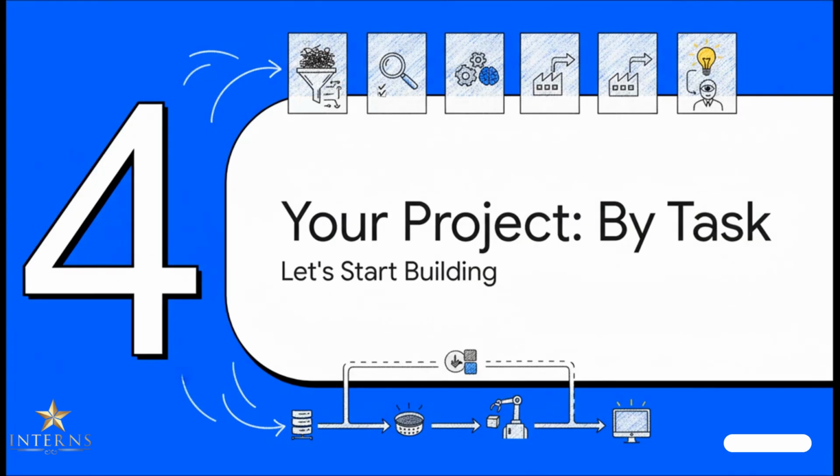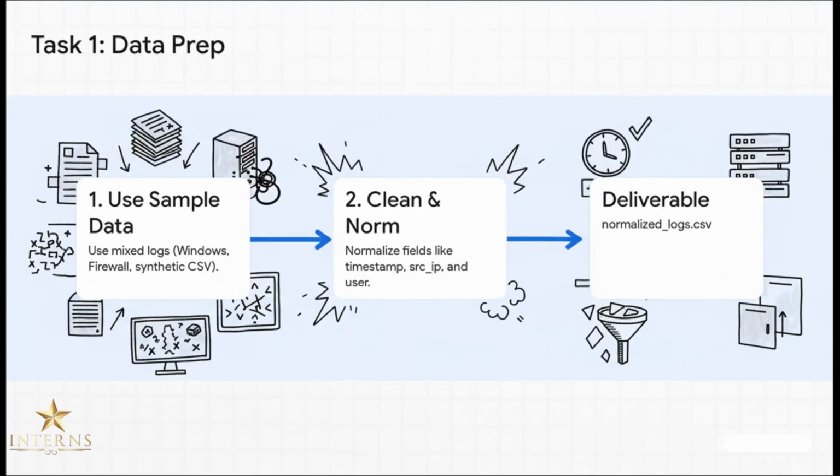All right, enough theory, let's get our hands dirty. We're breaking your project down into 5 clear, manageable tasks. Just follow these and you'll have a working prototype of your very own intelligent alert pipeline. First things first, data preparation. And let me be really clear, this is the most important step.